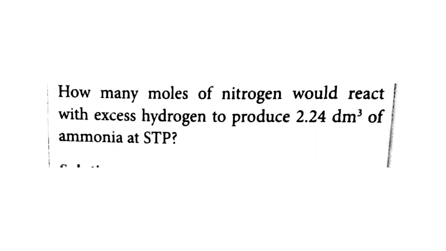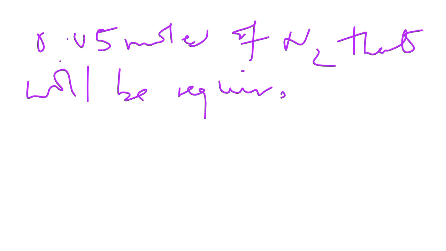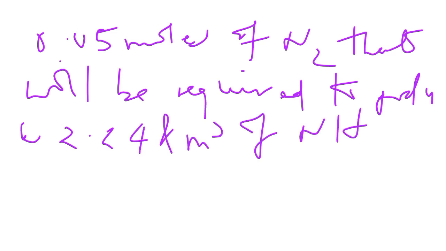So from these calculations, we look at how many moles of nitrogen gas would react with excess hydrogen. It means 0.05 moles of nitrogen gas will be required to produce 2.24 dm³ of ammonia at STP. So this is the answer.